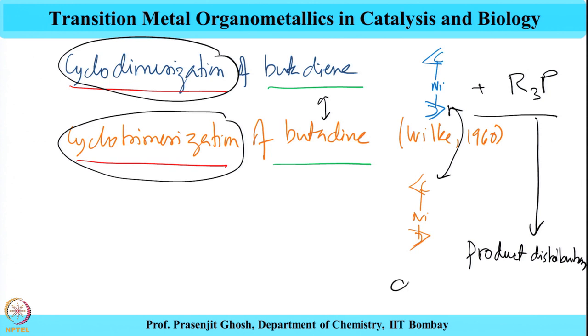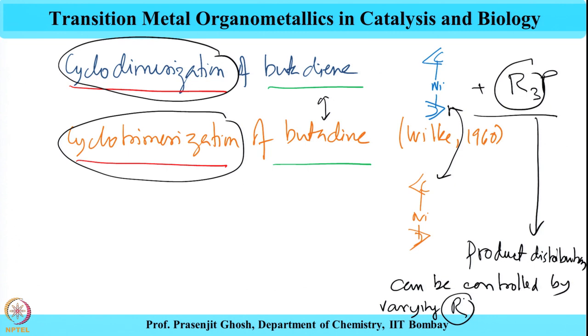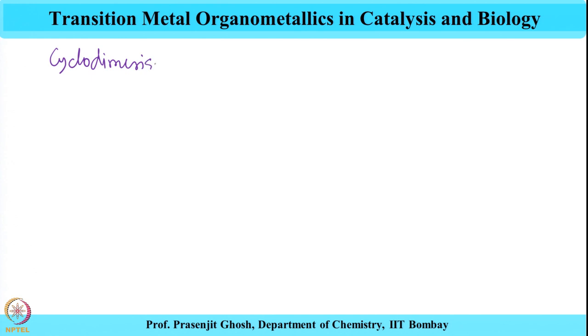So, in this case, when phosphines are present, the dimerized product distribution can be controlled by varying R, or the alkyl group of the phosphine. So, that gives a useful handle on how this dimerization process occurs. Now, let me just give the scope of this reaction in terms of the different products being formed. And this is shown over here.